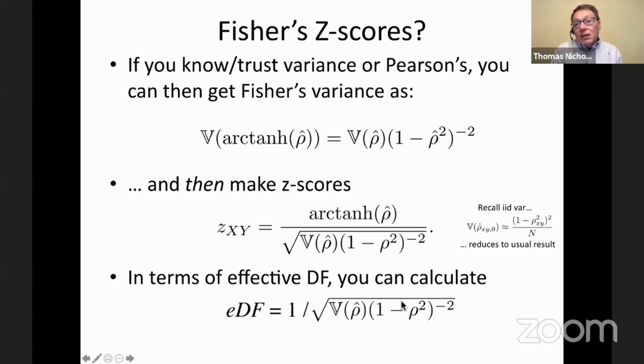Some people like to talk about effective degrees of freedom. Really, effective degrees of freedom are nothing more than 1 over this term here. That's basically what it's going to be; this would be the ratio of this with that, and that's what you're getting there.